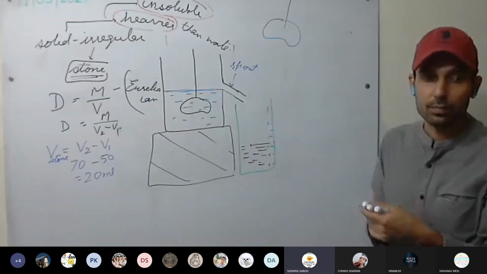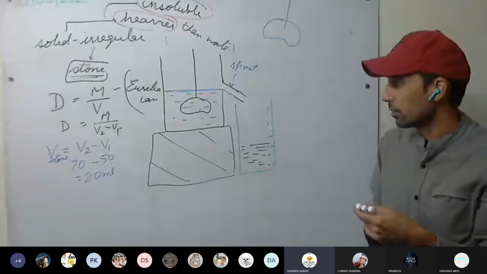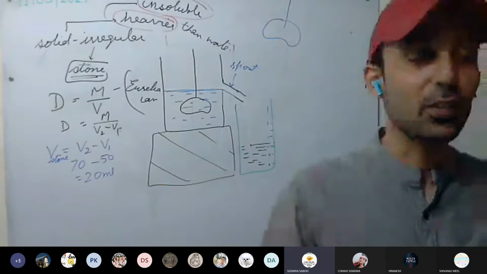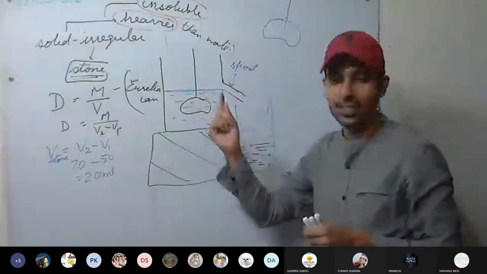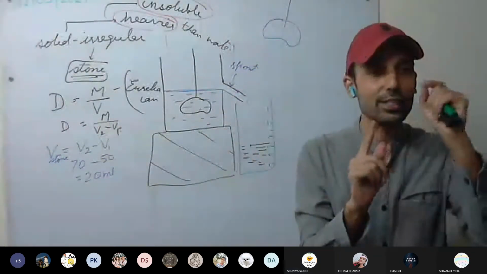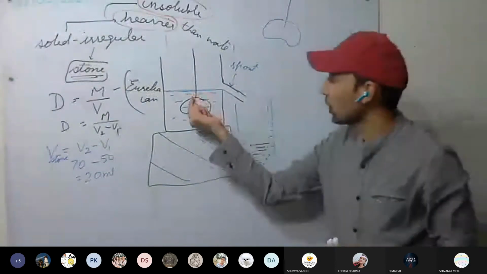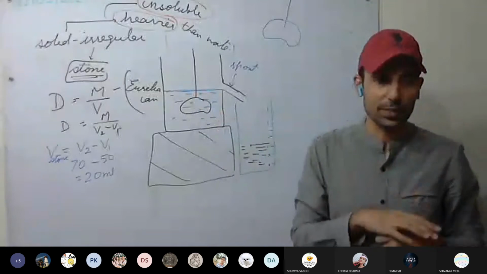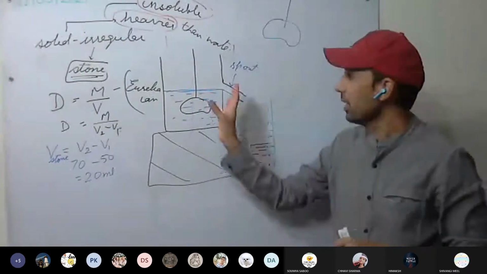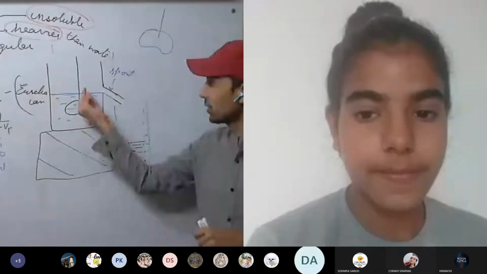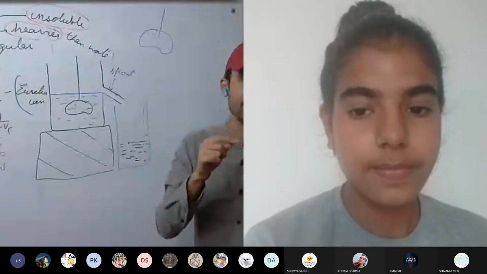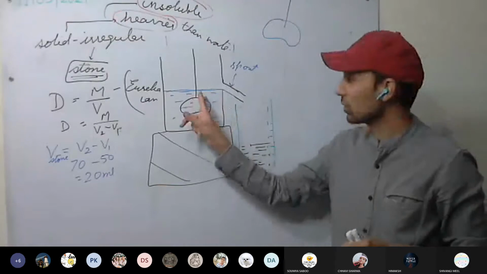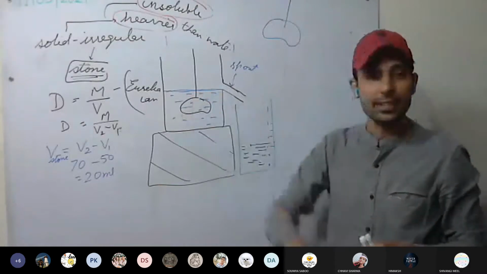Sir, if we tie it with a rope, the rope's volume will also be included. Yes, we are tying with a thread or a string. It's a very small, very thin string, so its volume we can avoid. It is very less, negligible. Okay, that was a good question. Its volume is going to come for sure, but we are neglecting that.